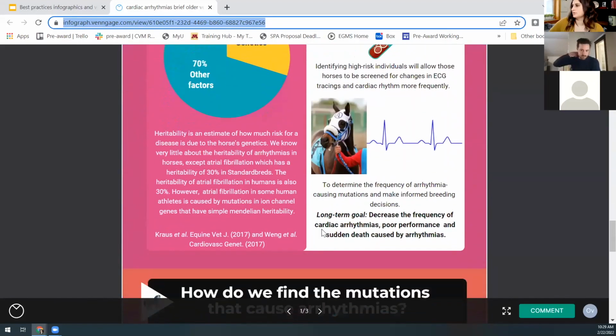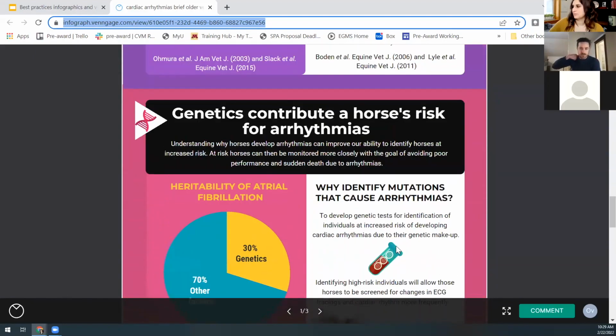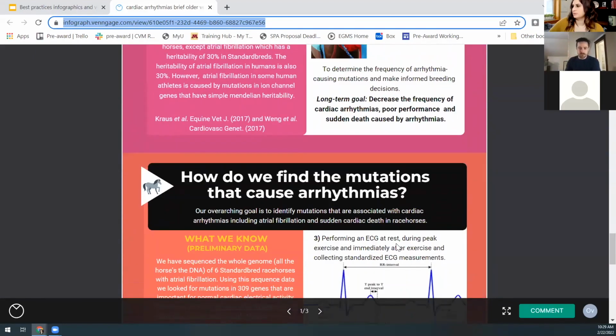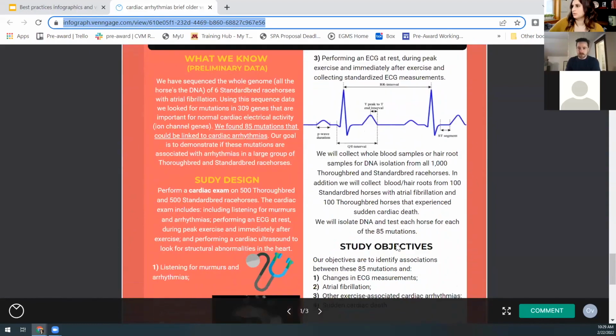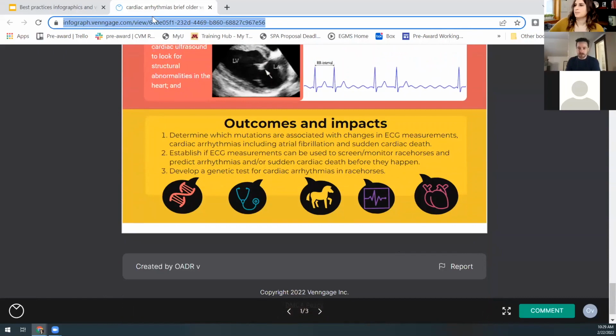Alex says she likes the large graphics and the headings, but there's a lot of small text. Yes, indeed. I tend to agree on the text. Lauren, a couple people are talking about a lot of text.